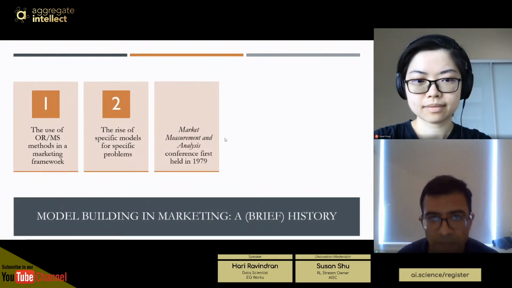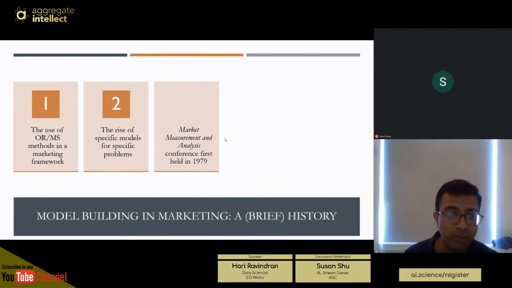And along with this proliferation of the variety of models that suddenly entered the field, what happened in 1979 is probably a seminal moment for this field, where there was a market measurement and analysis conference. This was started by two professors, one at Stanford and one at Cornell. They're both marketing professors, and it was called the Market Measurement and Analysis Conference. This conference proved to be very successful, and a few years later it started being called the Marketing Sciences Conference. And with the success of this conference, very naturally, in 1982, a journal was formed, called the Marketing Sciences Journal. And with that, this field really became alive in some sense.